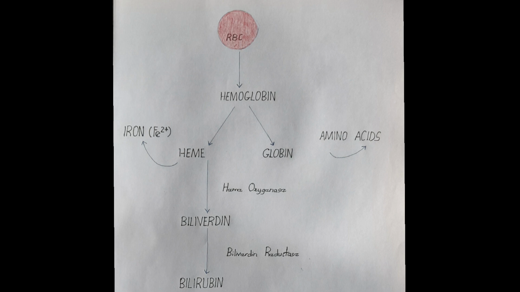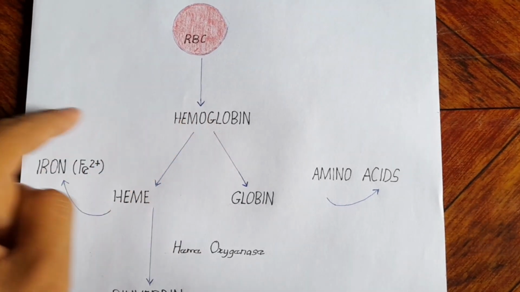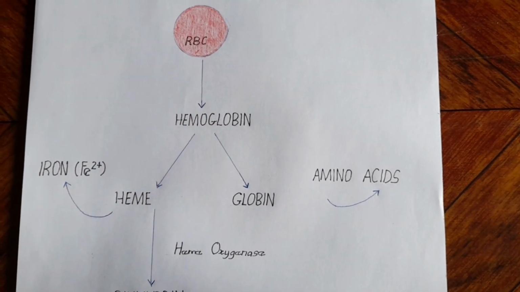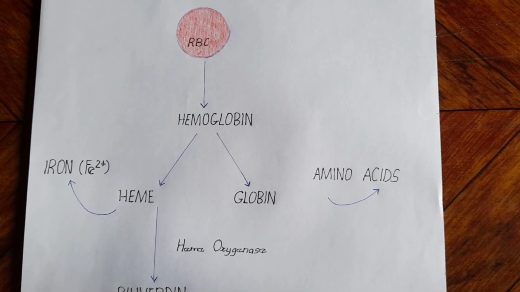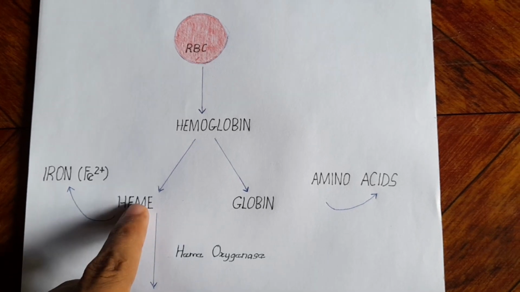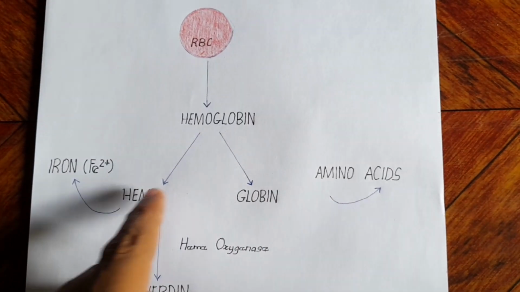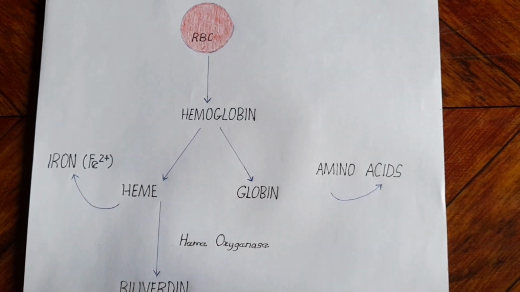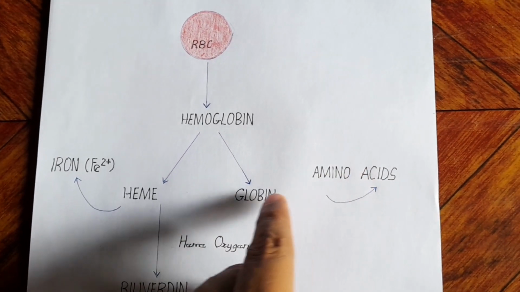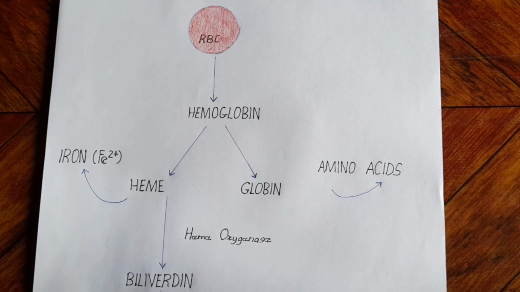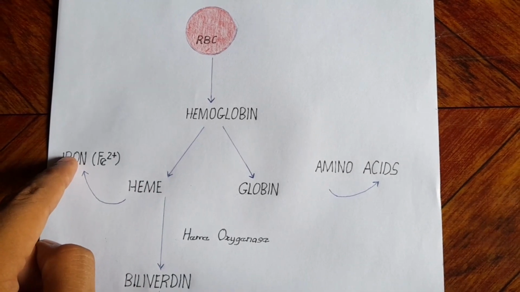When these macrophages eat up red blood cells, the red blood cells release hemoglobin. We already know that red blood cells have hemoglobin in them. And then this hemoglobin is broken down into heme and globin, as we can know from the name hemoglobin. This globin is then converted to amino acids, which are used later on for other purposes. And this heme is broken down into iron.